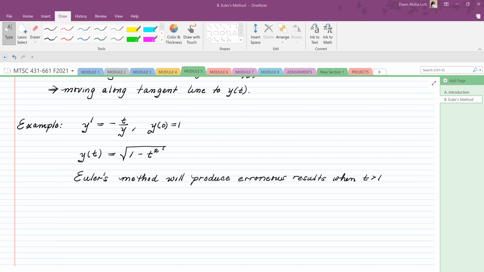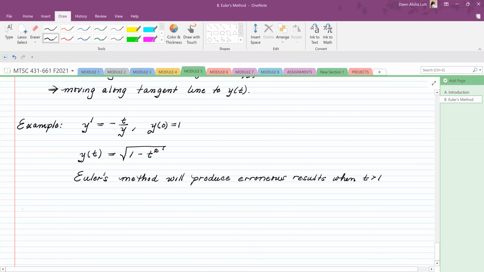Okay, so before you use the method and you just go hog wild with your delta t or your h and you try to get a solution, you need to make sure that you're even calculating a solution that exists and is unique. Okay, so we'll talk a little bit about that.